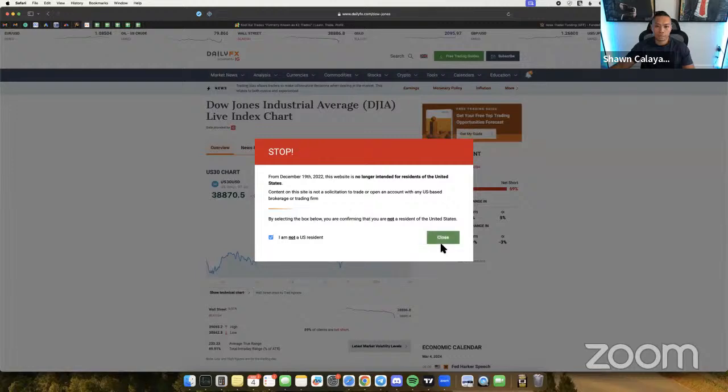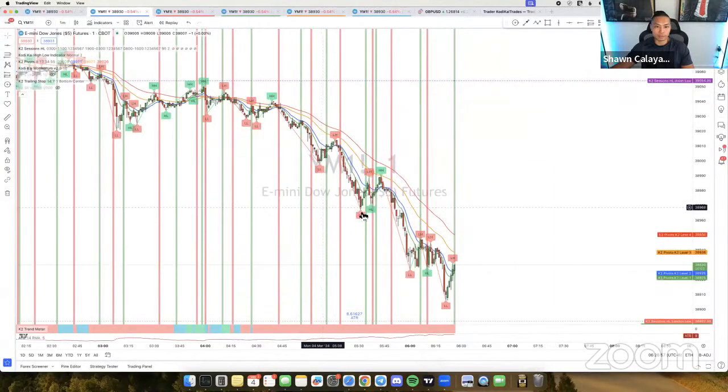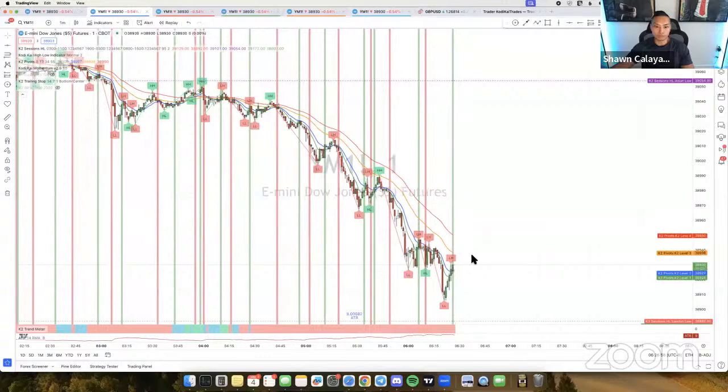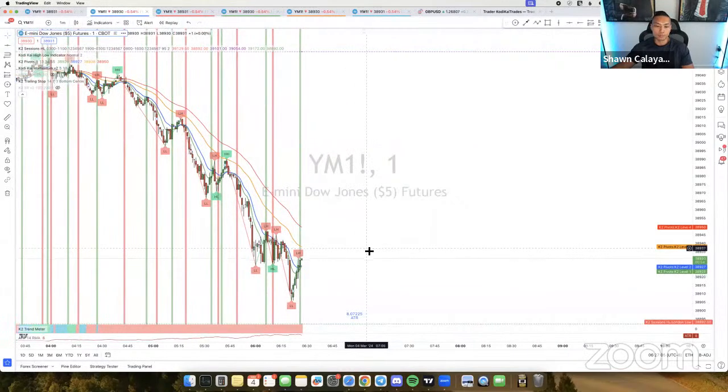Retail sentiment right now is currently 69% short, indicating that 69% of retail traders are currently selling. And I think that's about it. So we probably want to look for some buys today, but we'll see if the market gives us that. Otherwise, there's not really too much to work with here. Volatility is kind of low. ATR is at 8 right now. So we'll see what happens here when the market opens in the next 3 minutes.